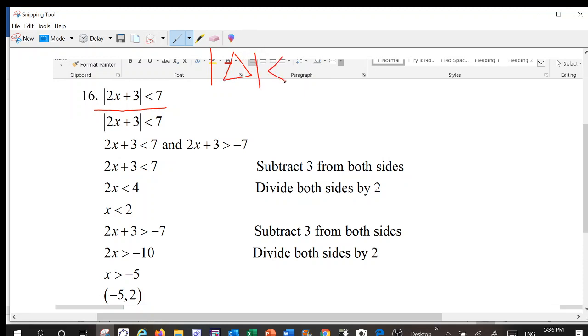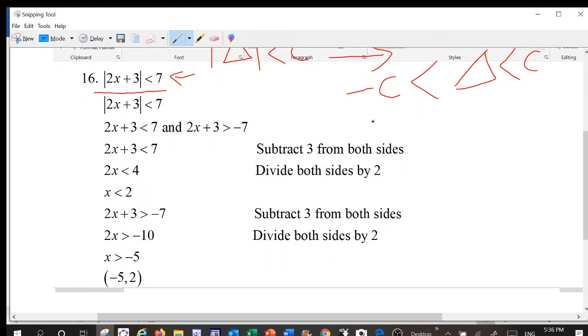less than some positive number, let's call it c, then the way we solve this is we put the inside stuff between c and negative c. Now remember, the right hand side has to be a number. Now we're going to talk about what happens if it's an expression in a second, but for now that's what it is. Okay, so that means to solve this problem, all we have to do is put 2x plus 3 between 7 and negative 7.